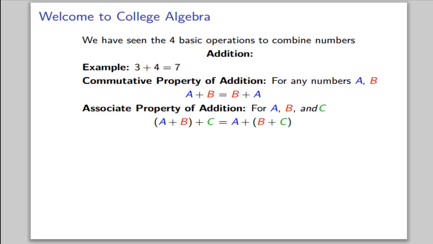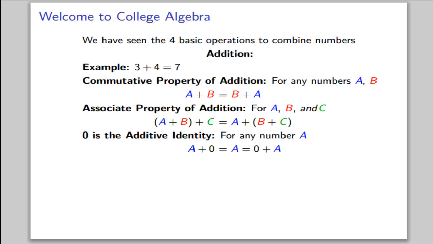A plus B plus C. We also had the additive identity, which said for any number A, A plus 0 equals 0 plus A is just A.